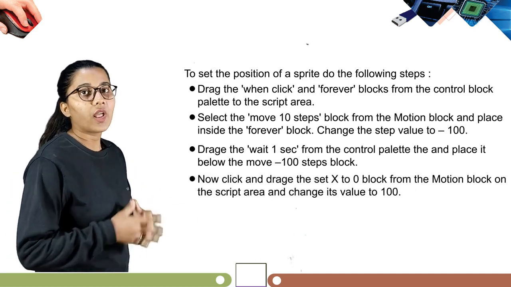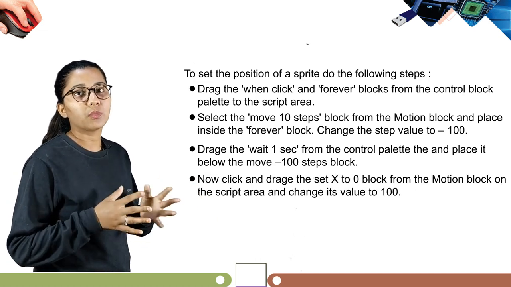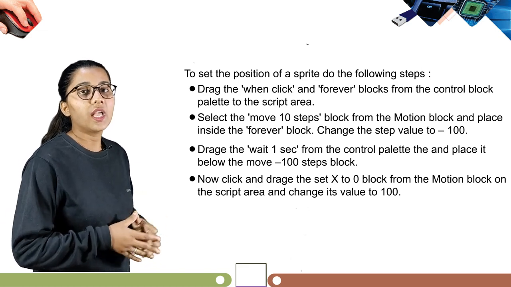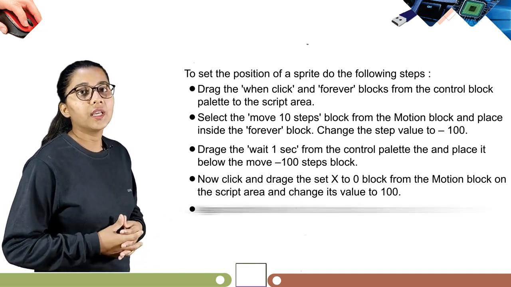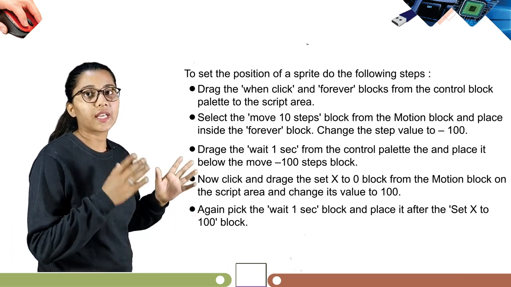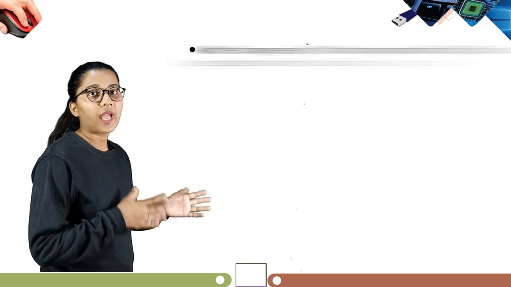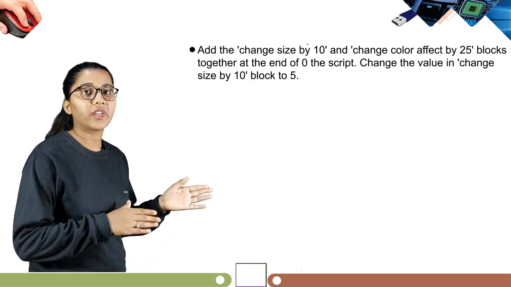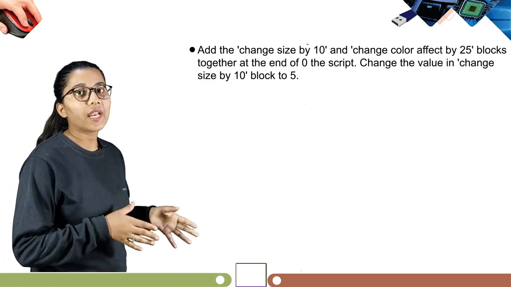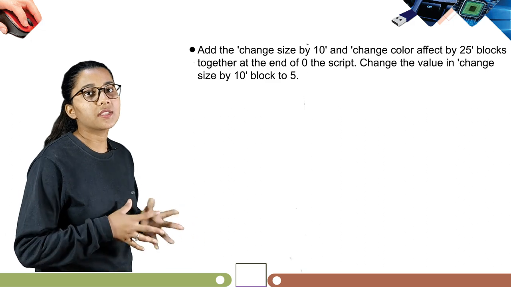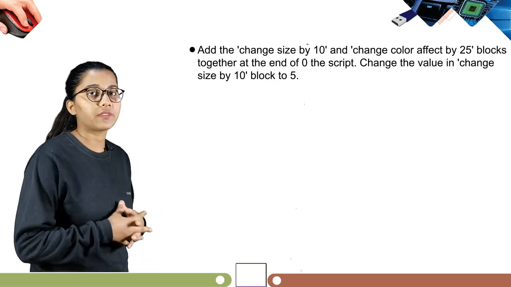Now click and drag the set X to 0 block from the motion block on the script area and change its value to 100. Again, pick the wait 1 second block and place it after set X to 100 block. Add the change size by 10 and change the color effect by 25 blocks together at the end of the script. Change the value in change size by 10 block to 5.